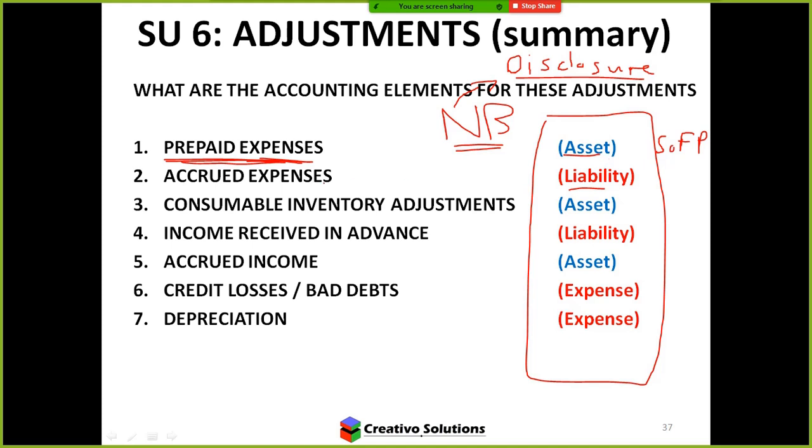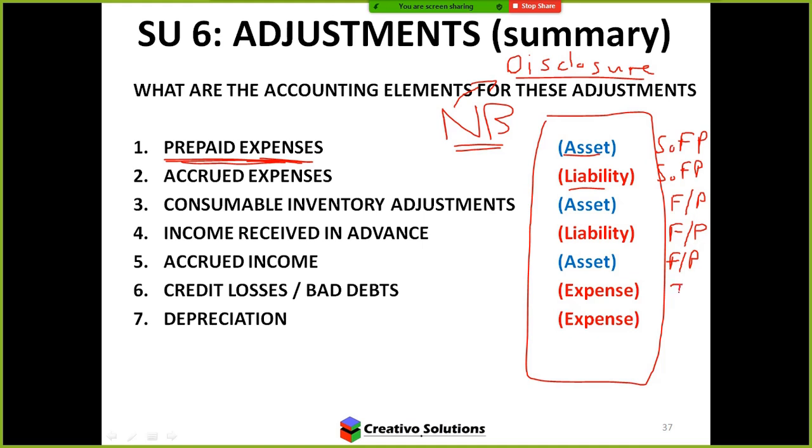Okay. Accrued expense, what is it? It's a liability. Where would you show it? Financial position. Very good. Yes. Okay, in the statement of financial position, you will show assets and liabilities. Where would you show this asset? Consumable inventory adjustments, stationery on hand? Same one, hey? Statement of financial position. Income received in advance? Financial position. Good. The accrued income? Financial position. Good.